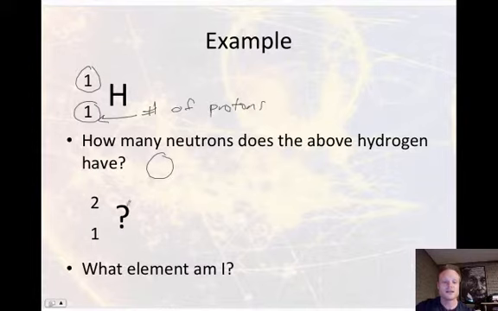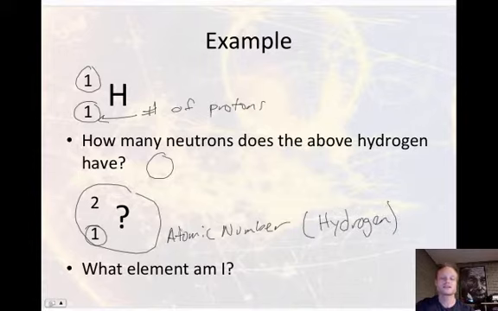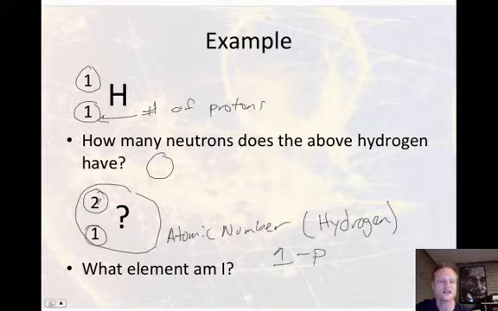Whereas this question here, what element am I? Well, this number down here is the atomic number, just like in the top one. And if you look on the periodic table, atomic number 1 is hydrogen. So the element is hydrogen, but how many protons does this element have? Well, it has 1. How many neutrons does this one have? Well, it has a mass number of 2, and one of those 2 mass units is a proton. The other one must be a neutron. So it has 1 neutron. That's how these numbers work.